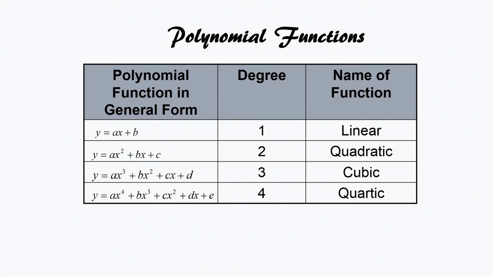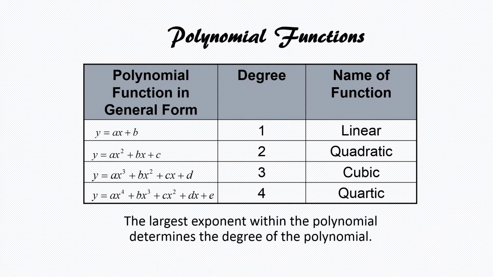Next is the polynomial function in the general form of y is equal to ax squared plus bx plus c. The degree is 2. And the name of the function is quadratic function.